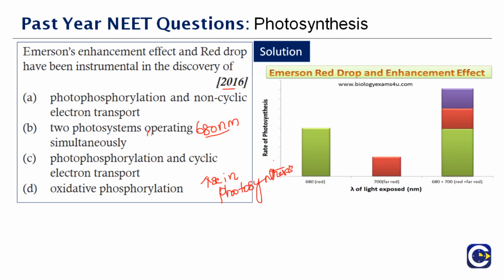Here you have a picture which shows the Emerson red drop and enhancement effect. You see the 680 nanometer light, then you have 700. 680 plus 700 gives you red plus far red, so there is an increase in the rate of photosynthesis. That is the overall aspect of the Emerson enhancement effect and red drop. The correct answer is option B.